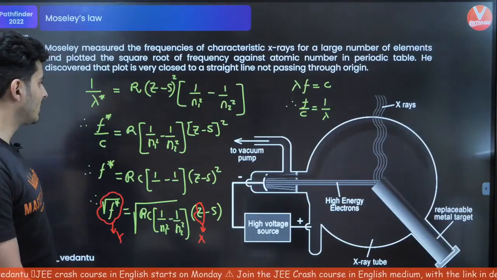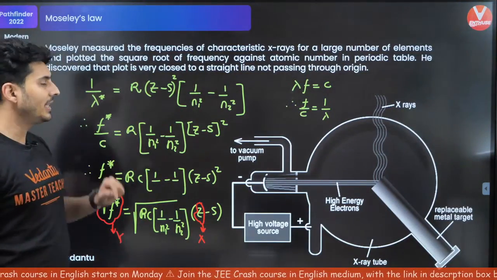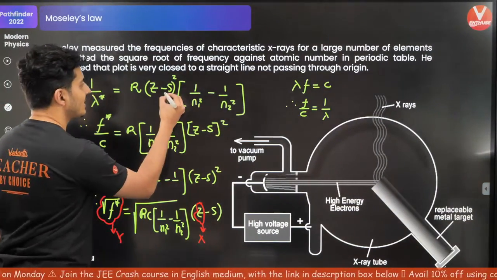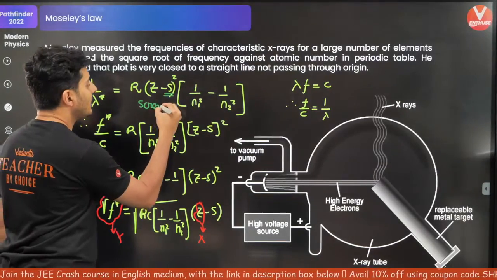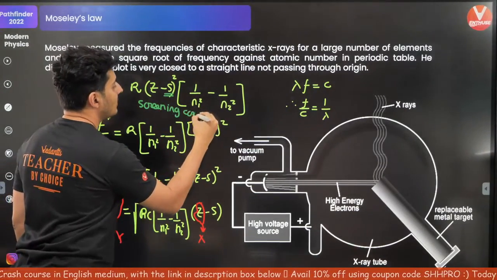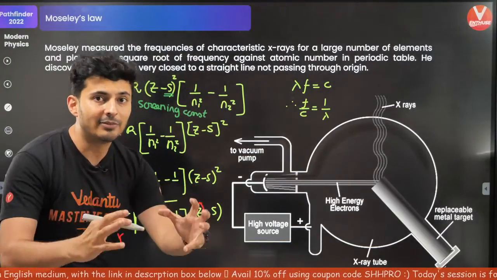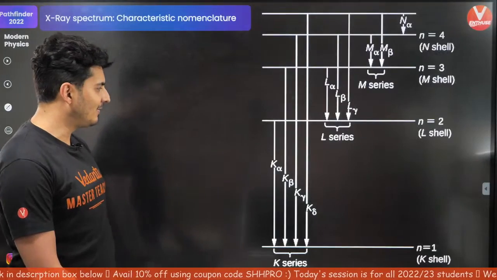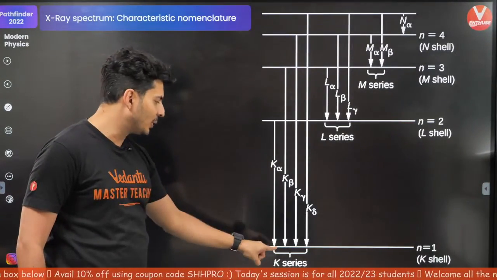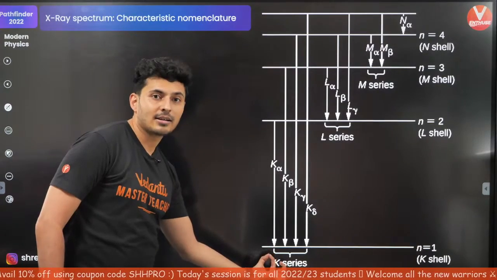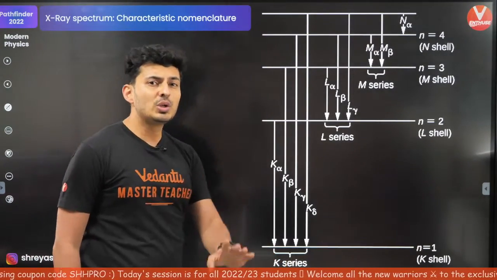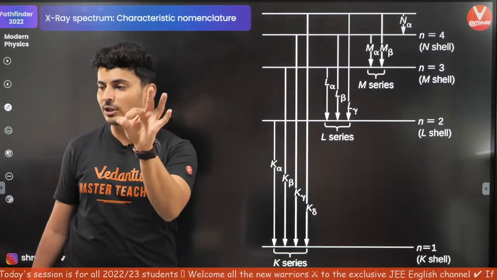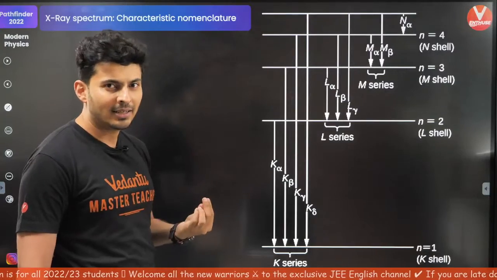Let's go back to this equation over here. Z minus S. Remember what was S? S was the screening constant. Now what is K alpha? For that again let's go back a little bit. In K alpha, the electron jumps from here to here. There is a vacancy in the K shell. Usually in the K shell, how many electrons are there? Just answer this. 2, right?